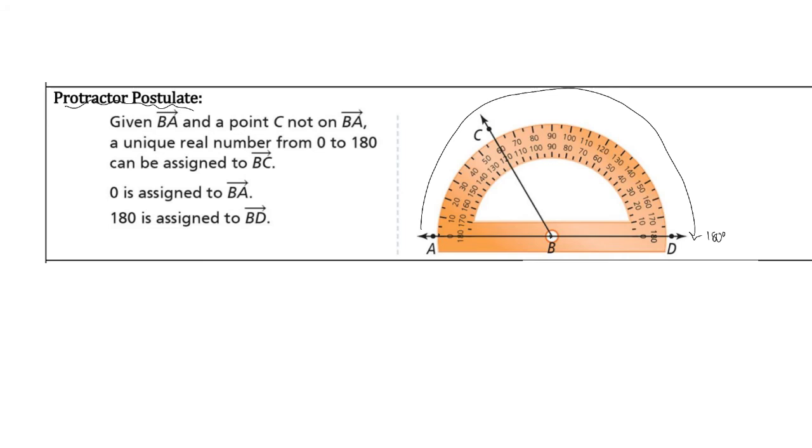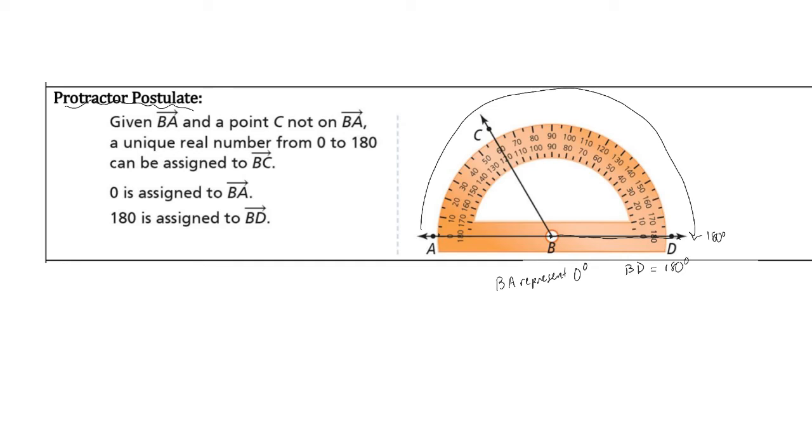So BA, right, this segment right here represents 0 degrees. Okay? Then you can see BD is at 180 degrees.